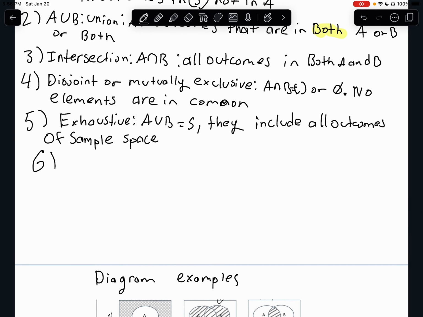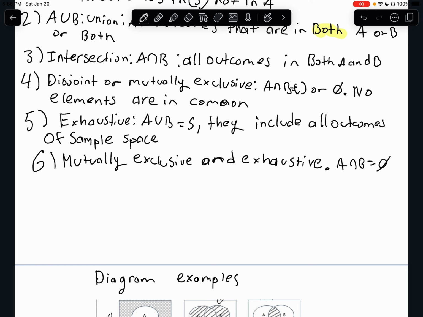Our last one is called mutually exclusive and exhaustive, where A intersect B equals the empty set, and A union B equals S. So this is basically combining 4 and 5, displaying that no elements are in common, and they include all outcomes of the sample space.